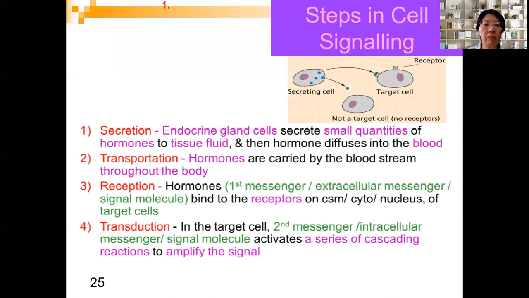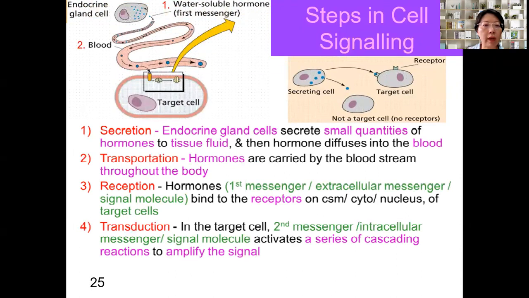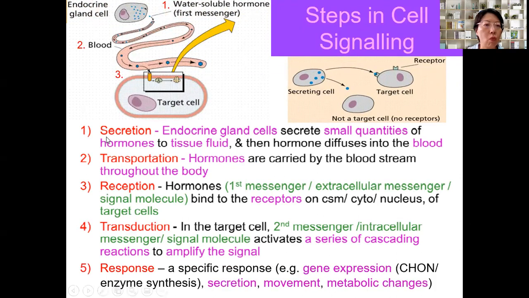So you need to mention. Now, if it's a 5-mark question, I will expect to have 1, 2, 3, 4, 5, because this is what you have learned about the steps in cell signaling. So you have to remember this and then only answer the question. You need to talk about secretion of the hormone by the endocrine gland cells. And then this hormone diffuses to the surroundings and then into the bloodstream. So number 2, transportation by the bloodstream, circulating throughout the body.